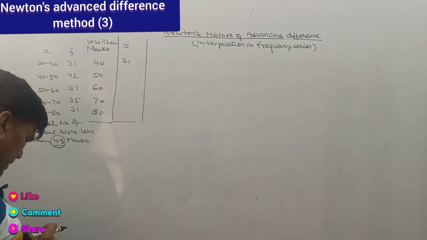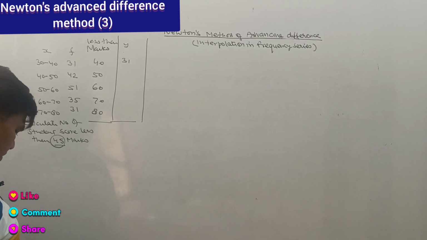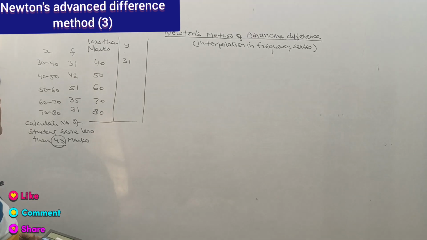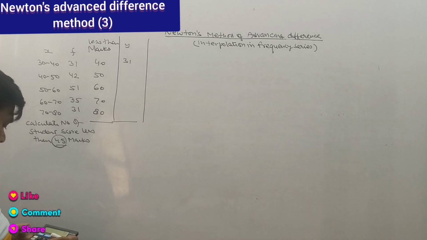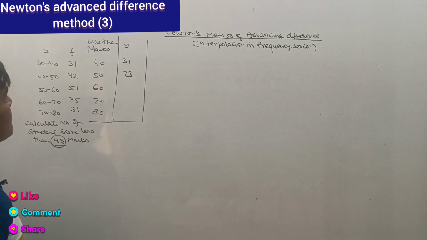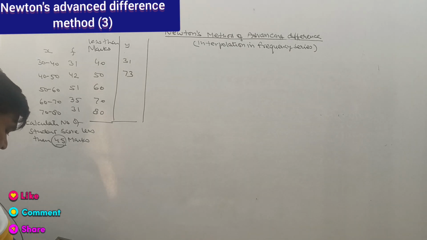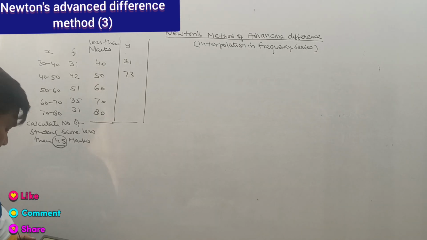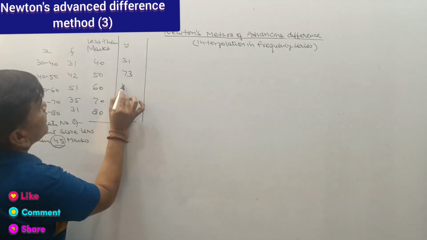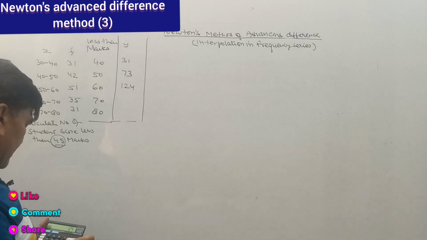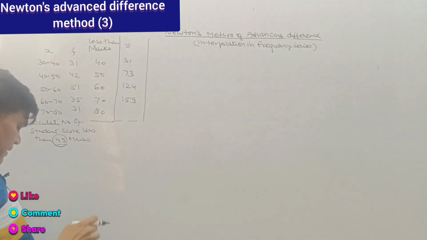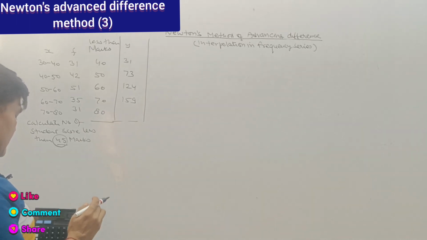If we are to calculate less than 50, then 42 plus 31 gives 73. Now 73 plus 51 is 124, plus 35 is 159, plus 31 is 190.